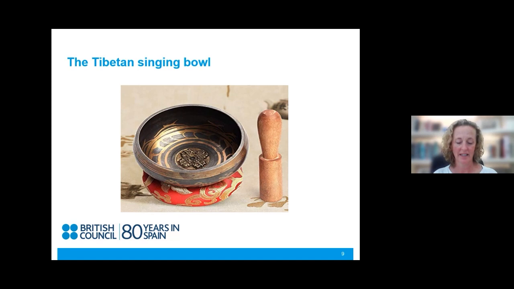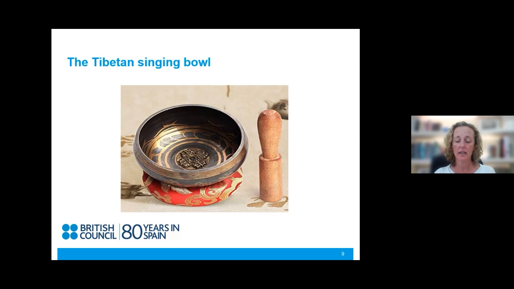So moving on, the second technique that I wanted to talk about is this bowl. It's the Tibetan singing bowl. I don't know if any of you have seen this before. They come in all shapes and sizes. Some of them are huge, like buckets. I've got one here that is pretty small. I got it on Amazon, it wasn't that expensive, 10 or 15 euros I think it cost.